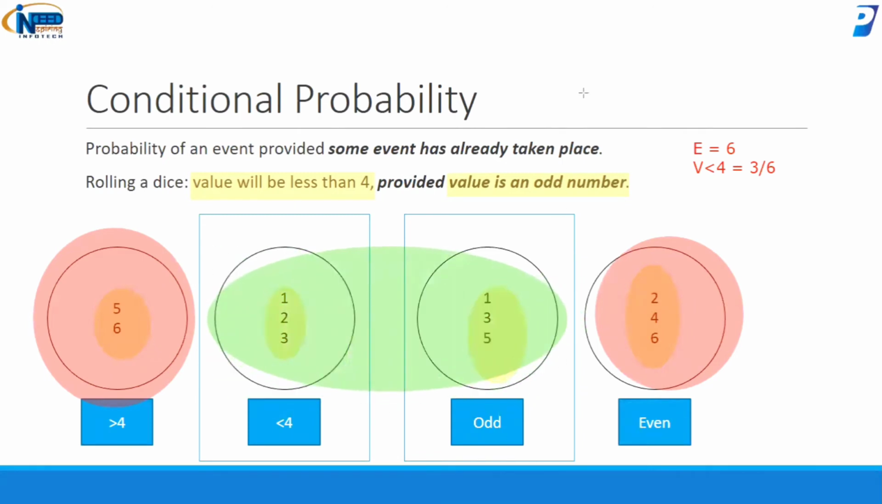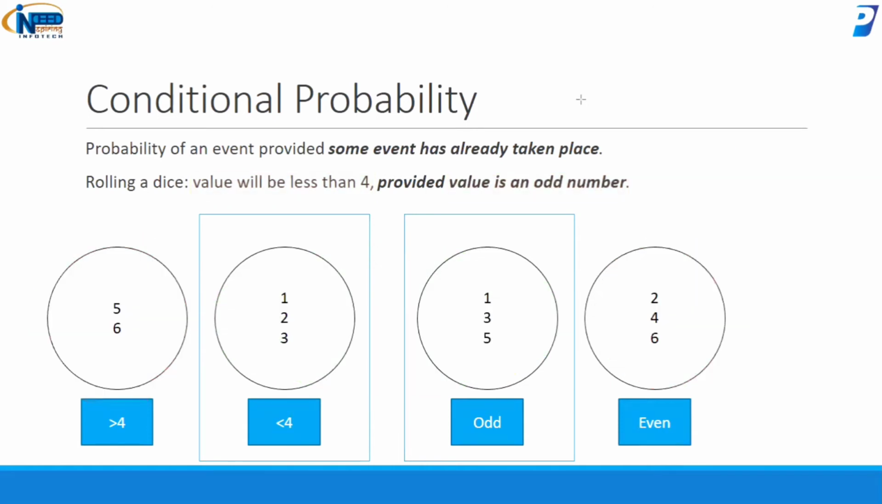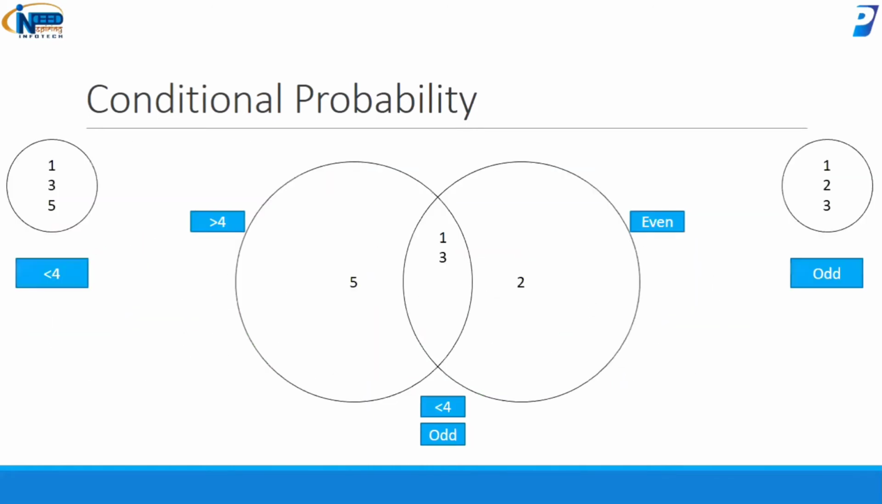Now let us see what we can do with them. We can take them together like this. In the diagram you can see that we are able to make an intersection of these two sets where both conditions are matching. So 1 and 3 are less than 4 as well as odd numbers. This is how we can identify conditional probability for a particular situation.